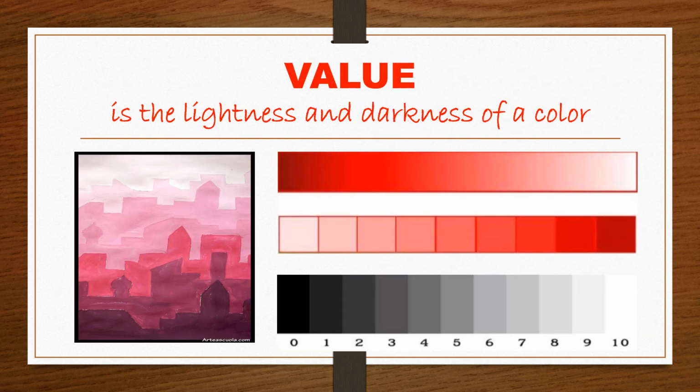Now comes the value. So value is the lightness and the darkness of a color. So you can see the scale has been given to you from the darker tone to the lighter tone, and you have also been given a picture which reflects the lighter tone and the darker tone of the same color, and a picture is being made for you.